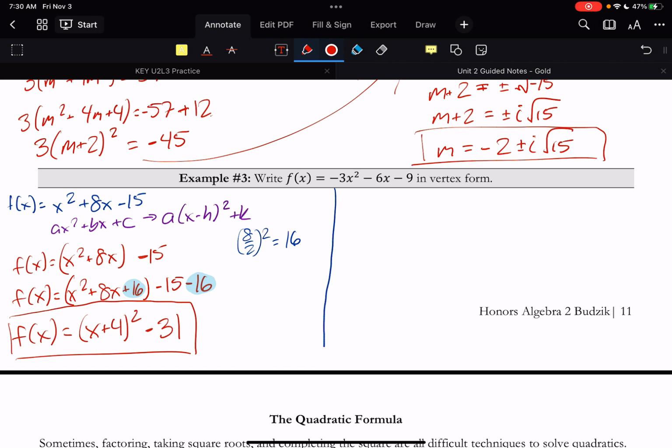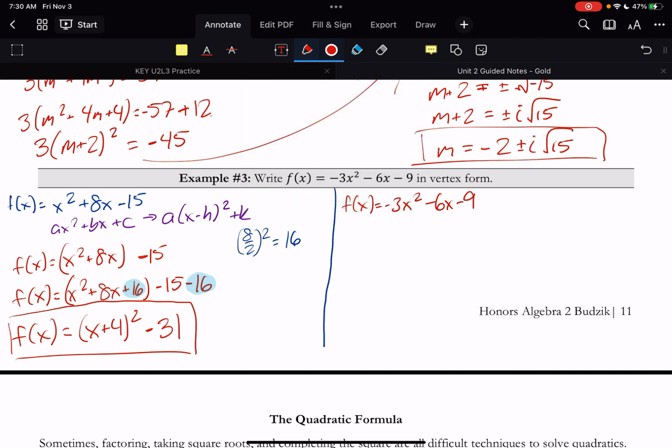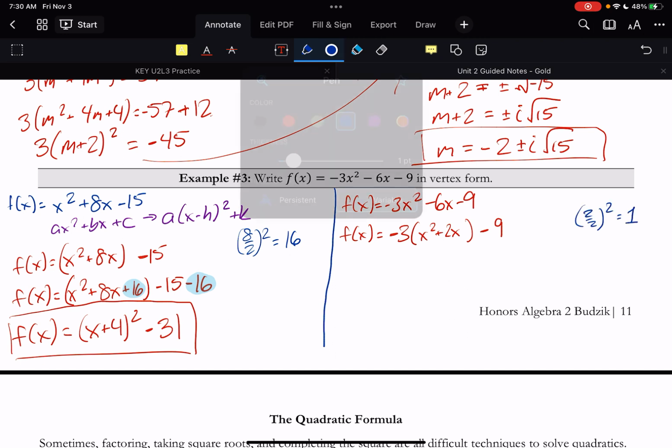Okay, let's go ahead now. Let's do the one that you're seeing in your notes. So f of x equals negative 3x squared minus 6x minus 9. I am going to pull out that negative 3 because I can factor it out. So negative 3 times x squared plus 2x minus 9. And if I do my b over 2 squared, 2 divided by 2 squared is 1. So f of x is going to be negative 3 times x squared plus 2x plus 1.